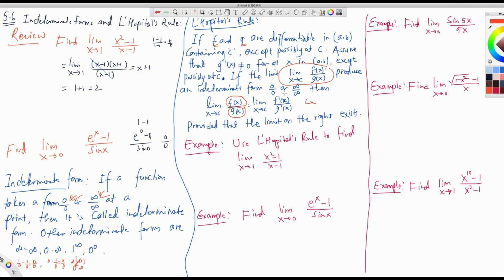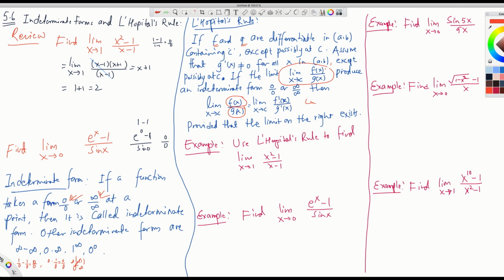Just find the derivative of the top and the derivative of the bottom, and then find the limit. So that limit is the same as that limit, provided that the limit on the right exists. If the limit on the right hand side is a finite number, that's the answer. If the right hand side still gives 0 over 0 or infinity over infinity or any of these indeterminate forms, then you continue doing that.